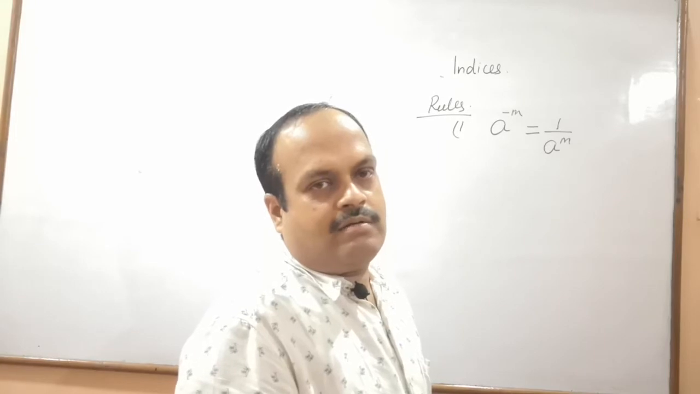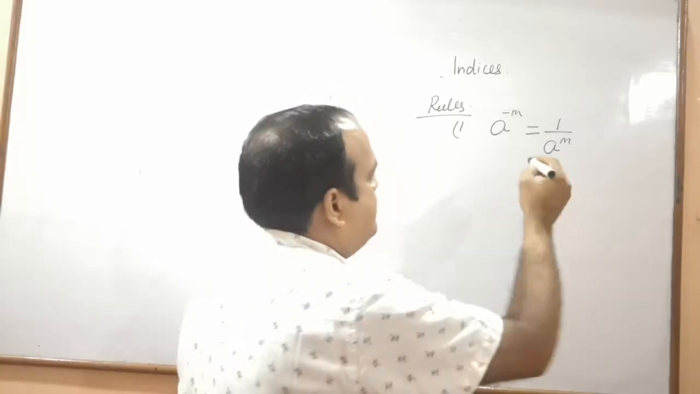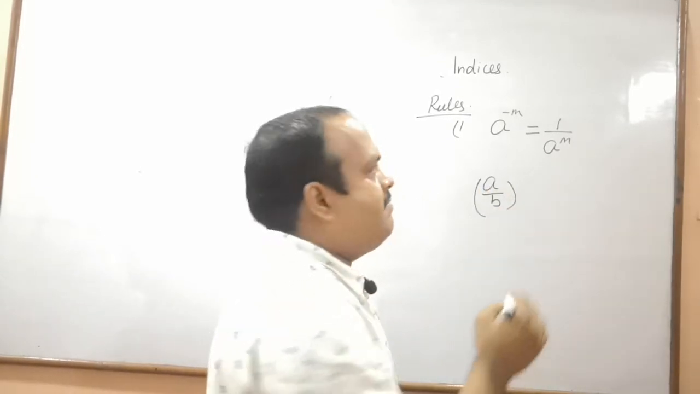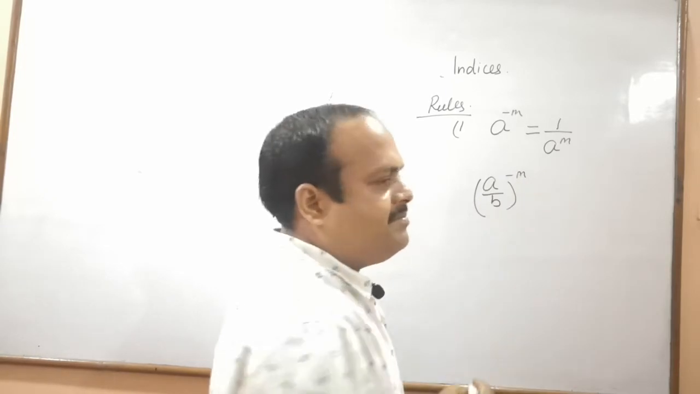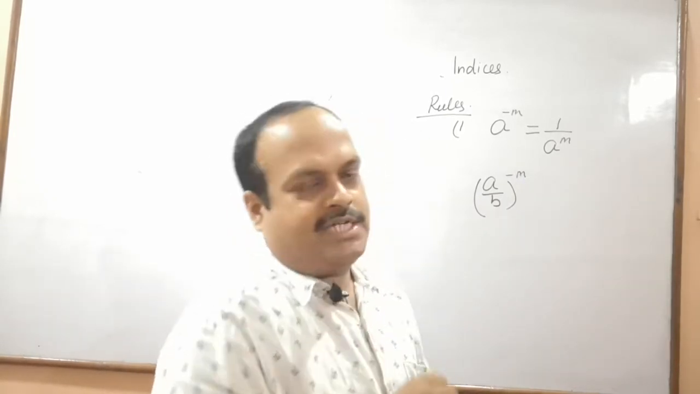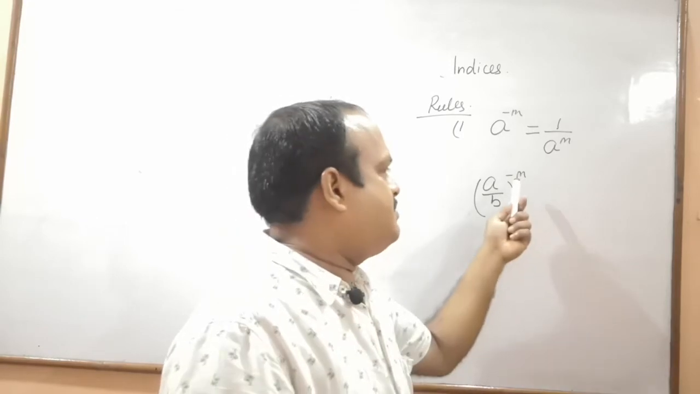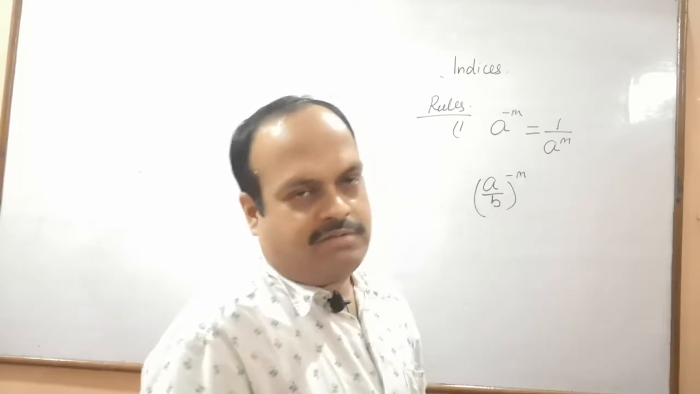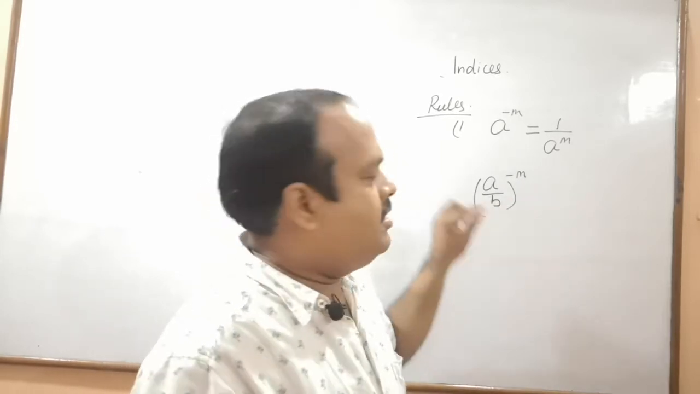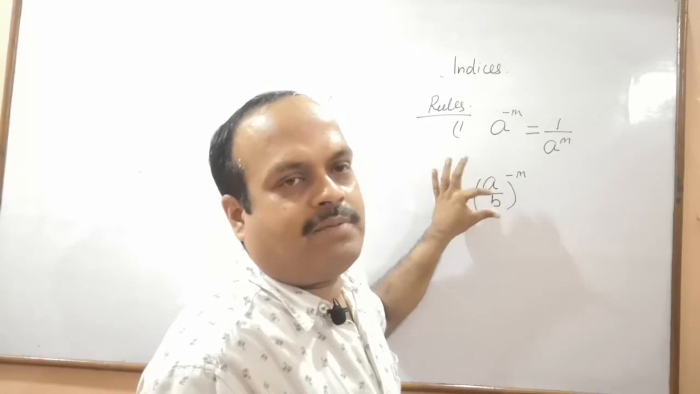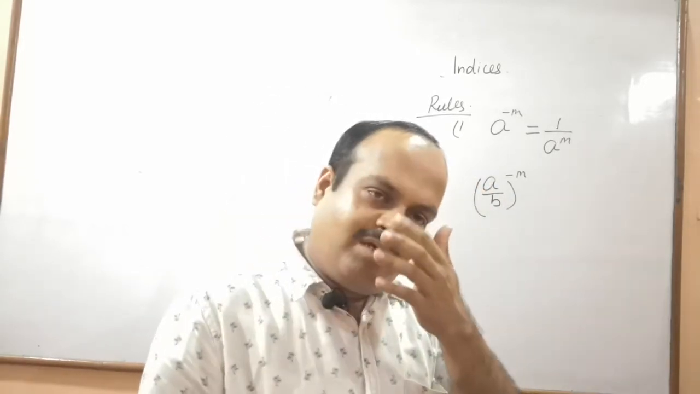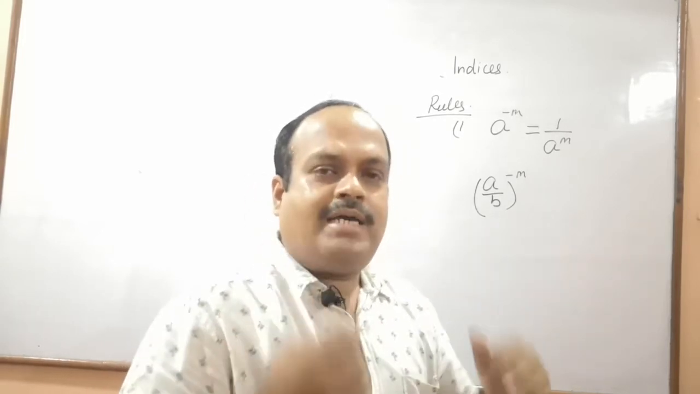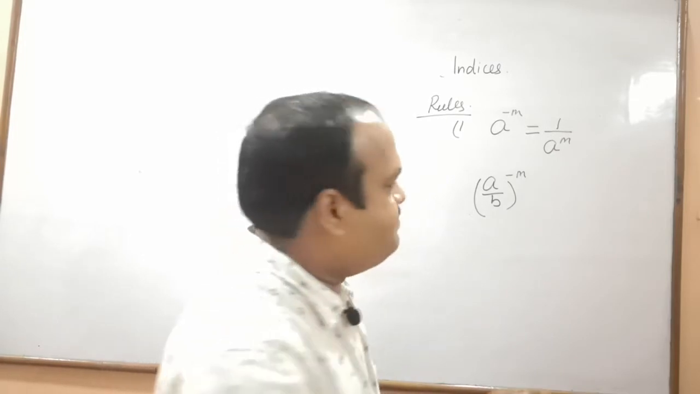Is it clear? No? Another example. If we have a by b to the power minus m, and you want to get this power positive, to make this power positive, first you need to write the reciprocal of the base. The reciprocal of a by b will be b by a, and then b by a will have its power positive m.